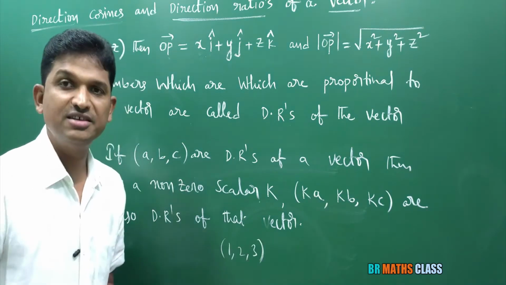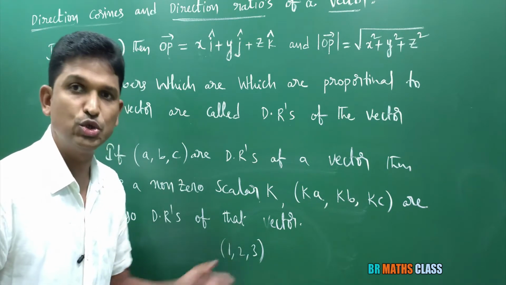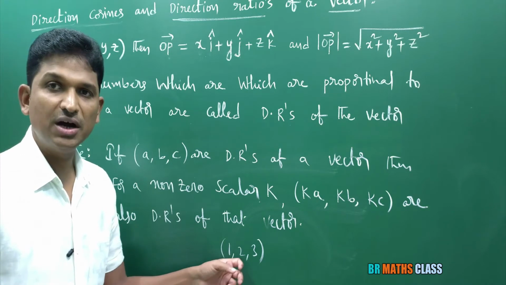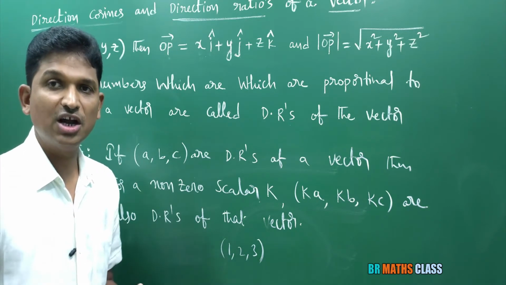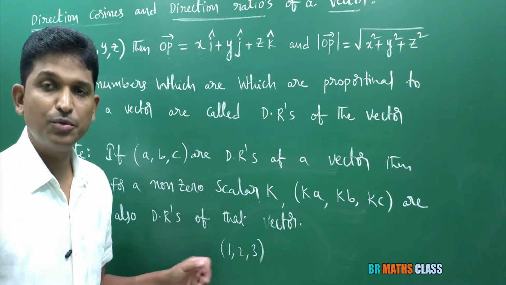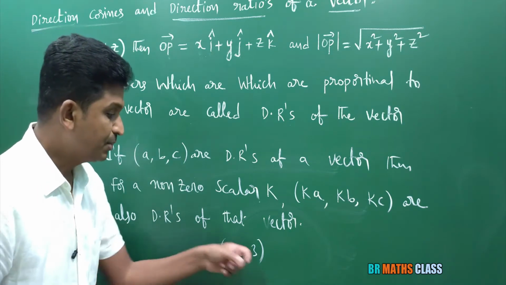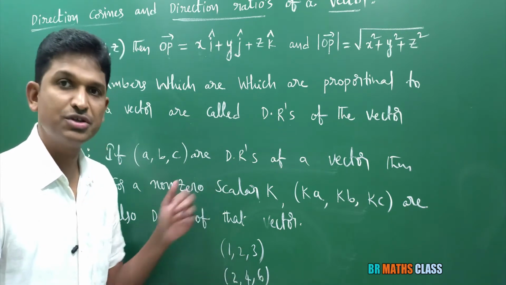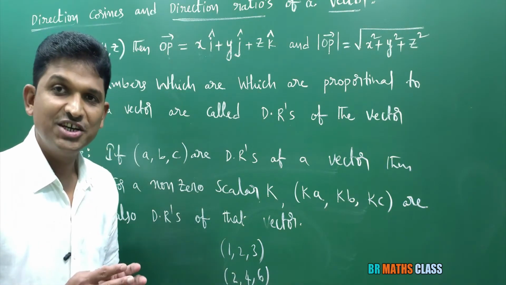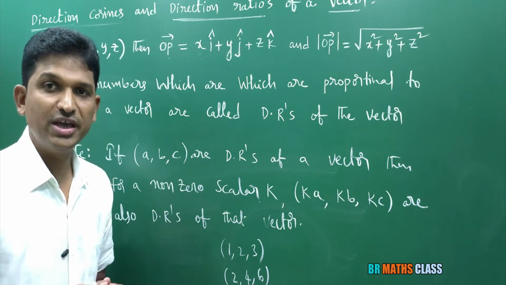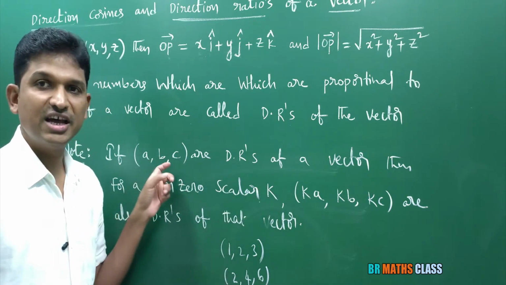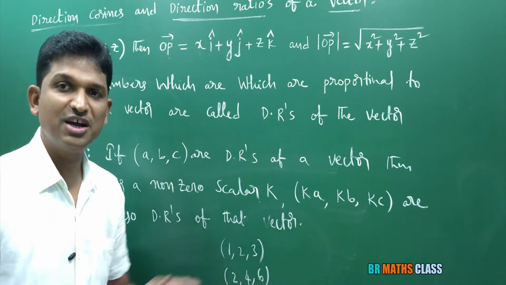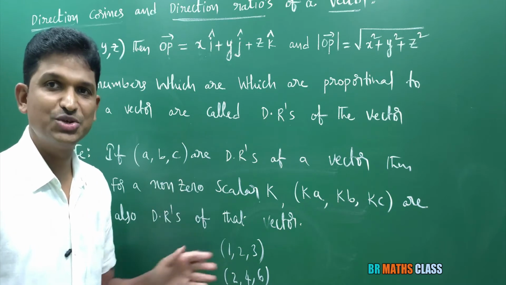For example, there is a vector whose direction ratios are 1, 2, 3. Then if I take a non-zero scalar k, k into 1, k into 2, k into 3 are also direction ratios of that vector. Suppose you take k equal to 2. Multiply all these with 2. What will you get? 2, 4, 6. These are also direction ratios of that vector. So, direction ratios of a vector are not unique. If a, b, c are the direction ratios of a vector, then for any non-zero scalar k, ka, kb, kc are also direction ratios of that vector.